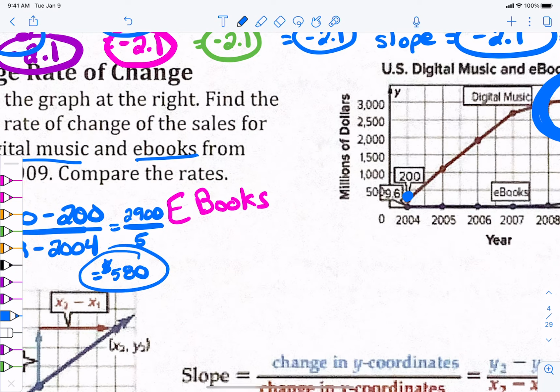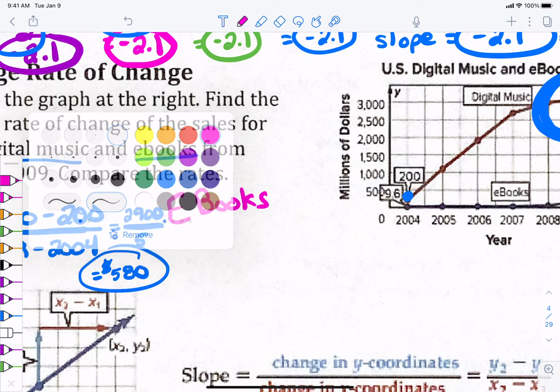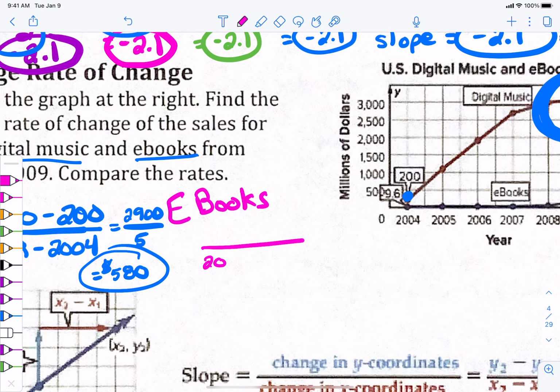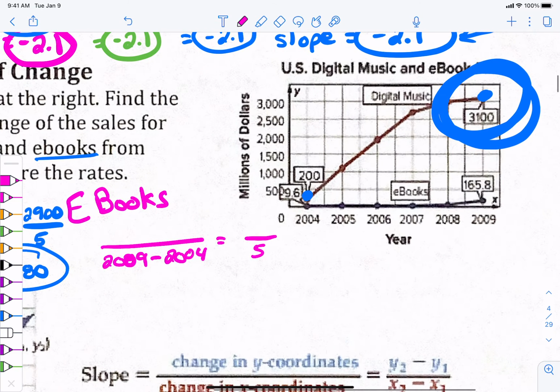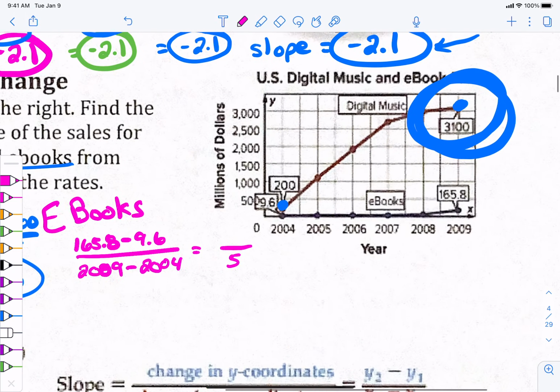Okay. Now let's look at ebooks. Still the same time frame. We're still looking at 2009 versus 2004, so our bottom number is still going to be 5 at the end. But now we're going from what to what? 9.6 to 165.8. So we take 165.8 and we subtract 9.6. That'll tell me how far I've gone up, right? 165.8 minus 9.6. That is 156.2. Check me.